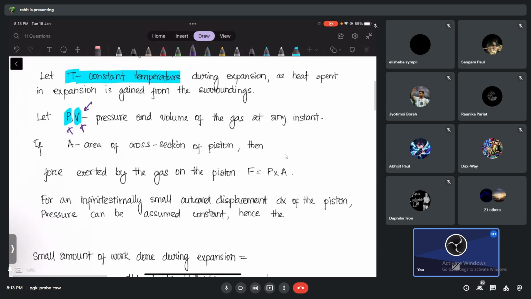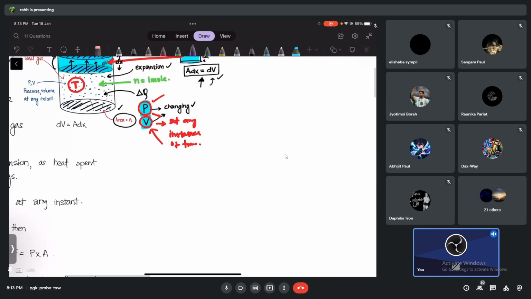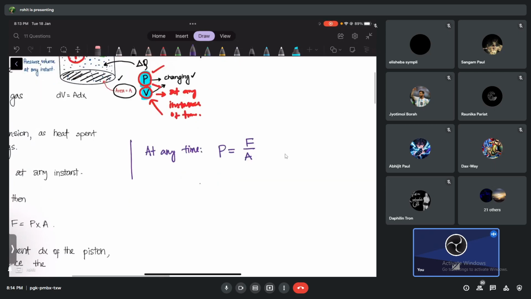So look at this now. Say we know at any instant of time, the pressure of the gas can be defined as force per unit area. So I can also write the force applied by the gas at any time will be equal to pressure at that time into the area, okay. This we can use anytime we want.